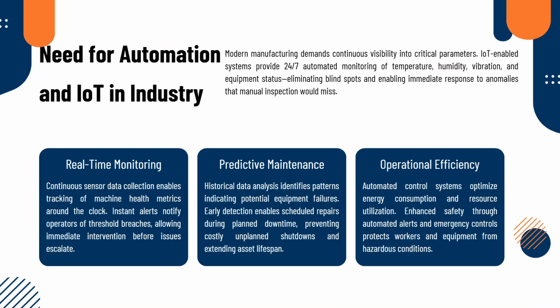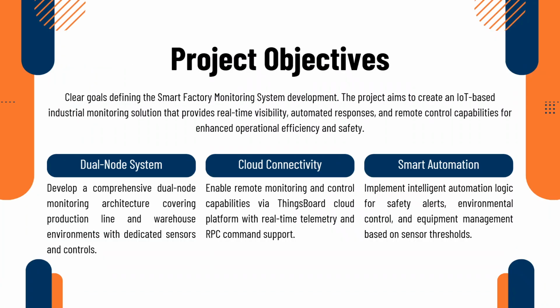Now, the need for IoT and automation. To solve these problems, industries are moving towards automation. IoT allows devices to communicate and share data in real time. This enables continuous monitoring without human involvement. It also helps in detecting faults early, which prevents major failures. So, automation improves efficiency, reduces cost, and enhances safety.